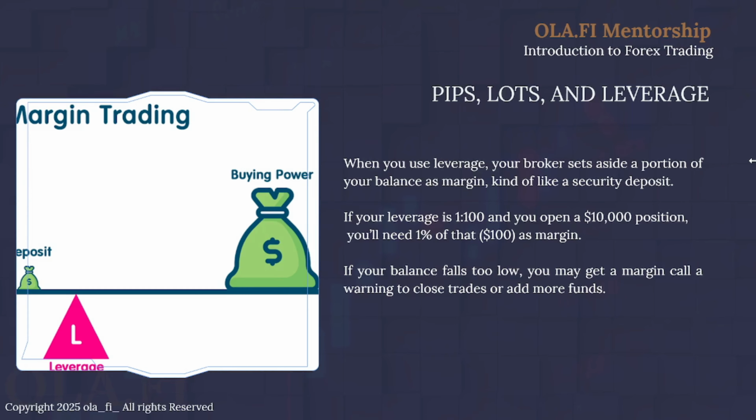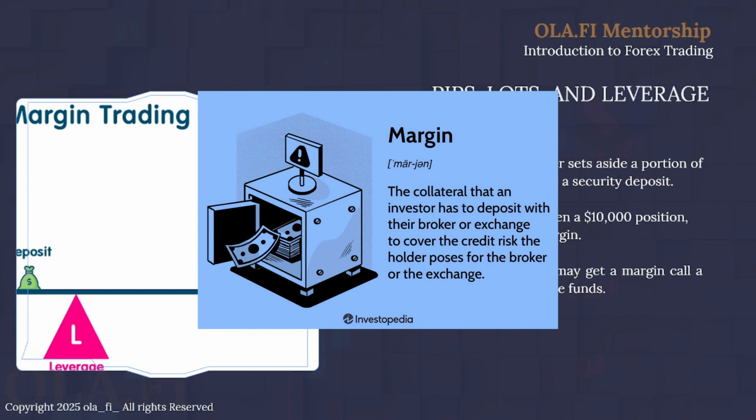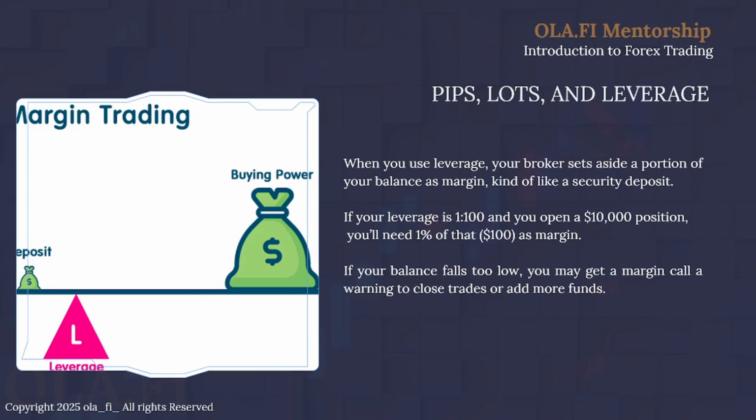When you use leverage, your broker sets aside a portion of your balance as margin, kind of like a security deposit. So your margin is just a little portion of your balance that your broker will lock. Think about it this way: say you have $100 and you want to place, say, a mini lot, or let's say you want to place a micro lot, right? You have $100, just place a micro. You have a leverage of 1:1,000. A micro lot is 1,000 units of a currency.